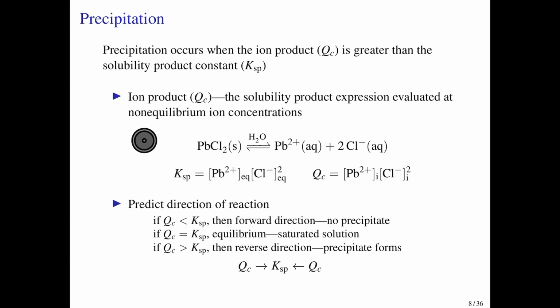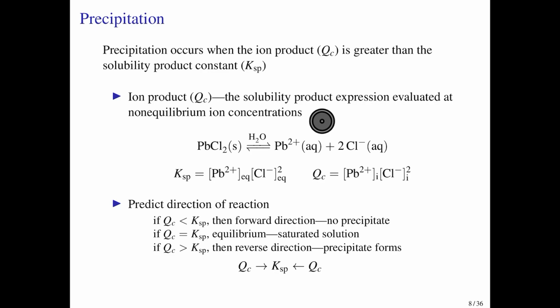Usually you are given the value of KSP, which is defined for the equilibrium concentrations of the ions, and then you're given a set of initial concentrations. You use those to calculate the value of Q, you compare it to K, and depending upon how Q compares to K, you make a prediction about which way the reaction has to go. For the case where the reaction quotient is less than the equilibrium constant, the reaction will proceed towards the product side and no precipitate will form.